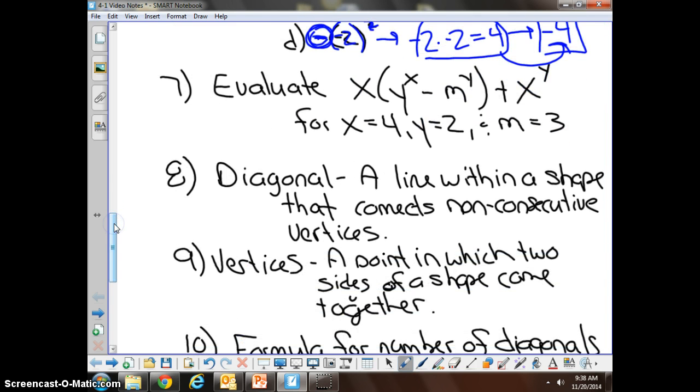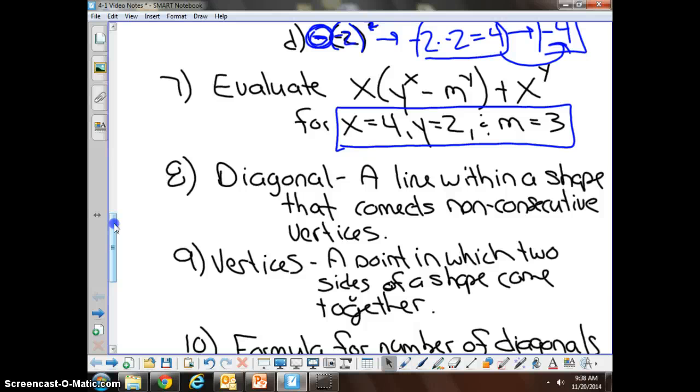Number 7. Problem like this. Evaluate x times y to the x minus m to the y plus x. And we, or wherever the problem is coming from, gives you what each of these shall represent. This is just simply an order of operations problem. It is plugging in numbers for your variables. So we would rewrite this problem.